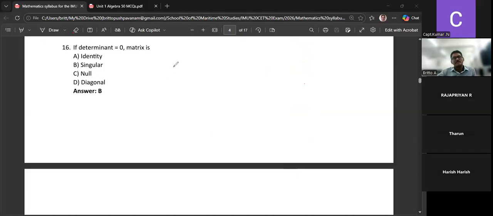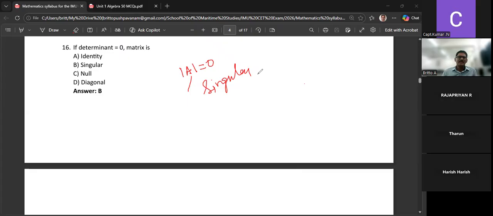You studied this in lower classes. What is the definition of a singular matrix? A matrix should be a square matrix, very important. If the determinant value of a square matrix is 0, then that matrix is called singular. So remember the definition of singular matrix. Suppose you are given a matrix and asked to verify whether it is singular or not, you just expand it. If you get 0, it is singular. If you get a non-zero value, it is not a singular matrix.